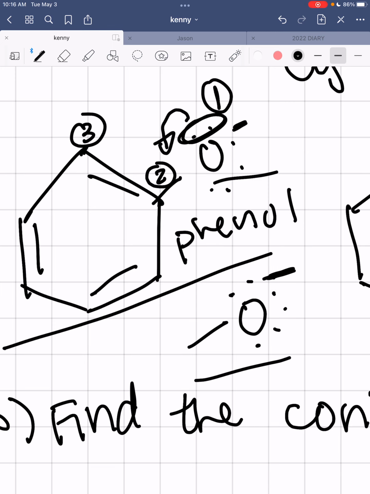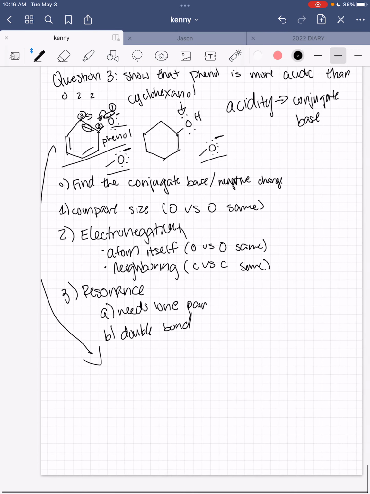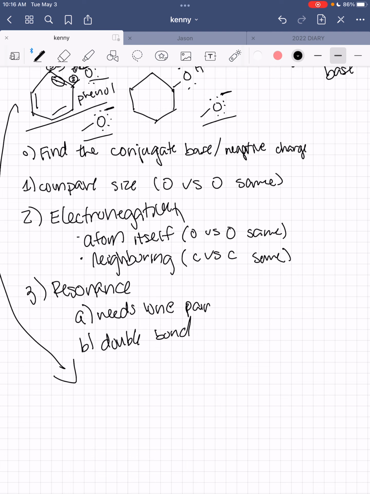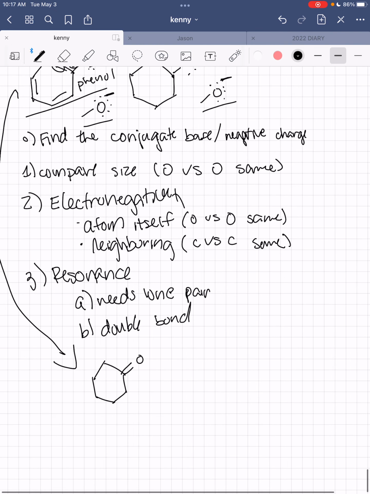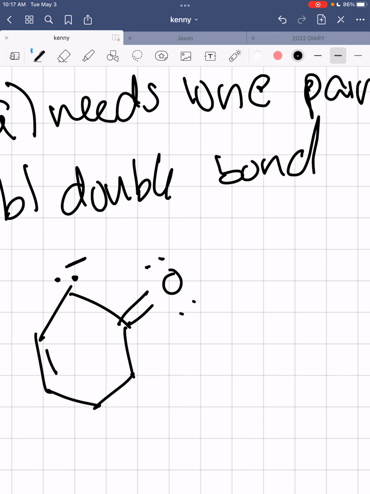This lone pair becomes a double bond. This double bond becomes a lone pair on this atom. And when you move the electrons like this, you lose the negative charge on the oxygen. So let me redraw this. I'm really bad at drawing hexagons, so I apologize for my horrible drawing skills. It looks something like this.